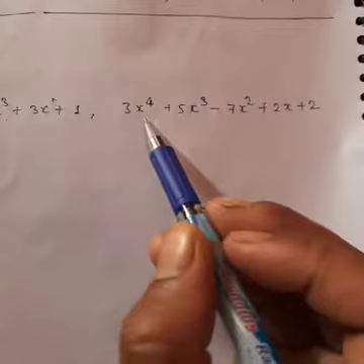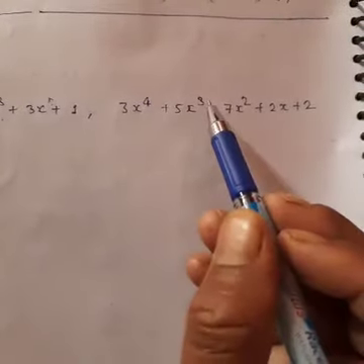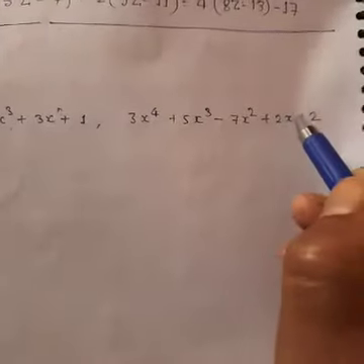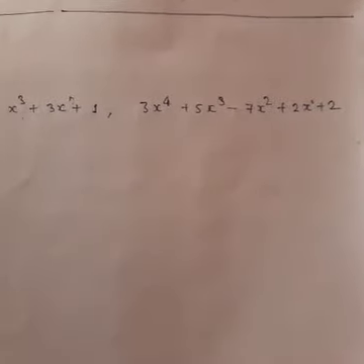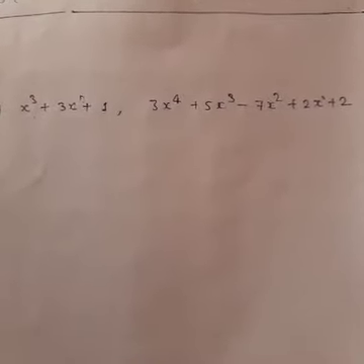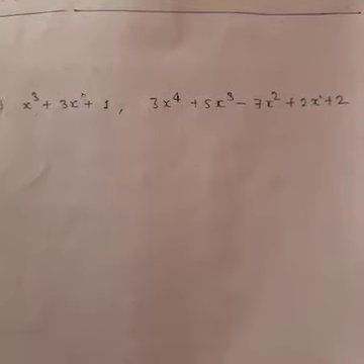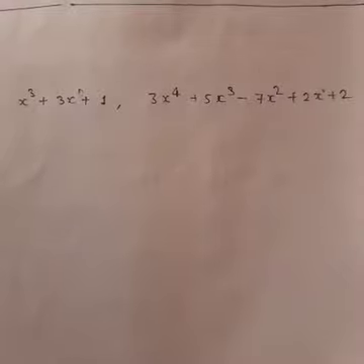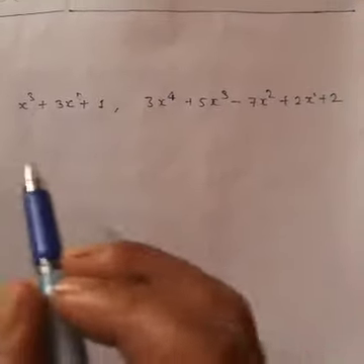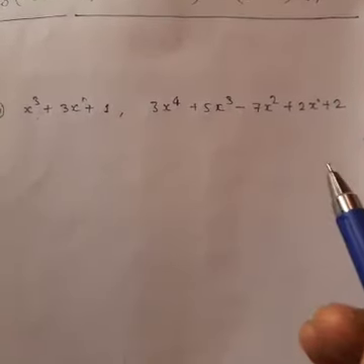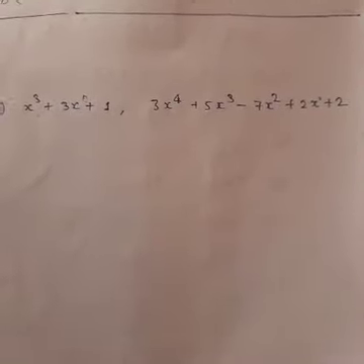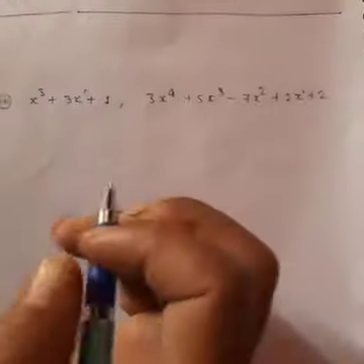Similarly, in the dividend, x raised to the power 4, power 3, power 2, power 1, and here x raised to the power 0. So whenever the powers are in descending order, we can directly divide. But whenever the powers of the variables are not in descending order, first of all we will arrange them in descending order. Only after that will we try to divide.